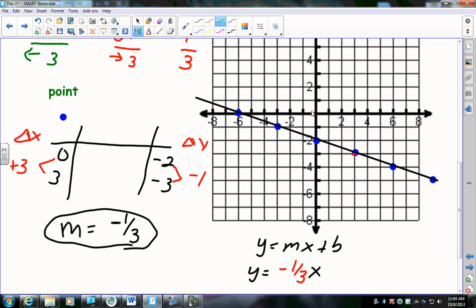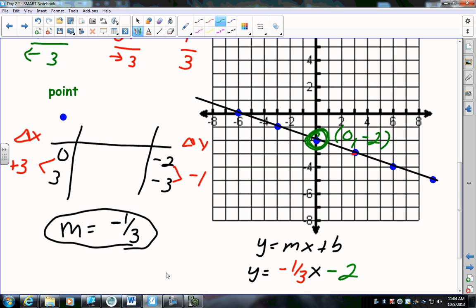Here's my y-axis. Put a big circle or dot right there on your y-intercept. That point is 0, negative 2. So it becomes y equals negative 1/3 x minus 2. There's your equation.